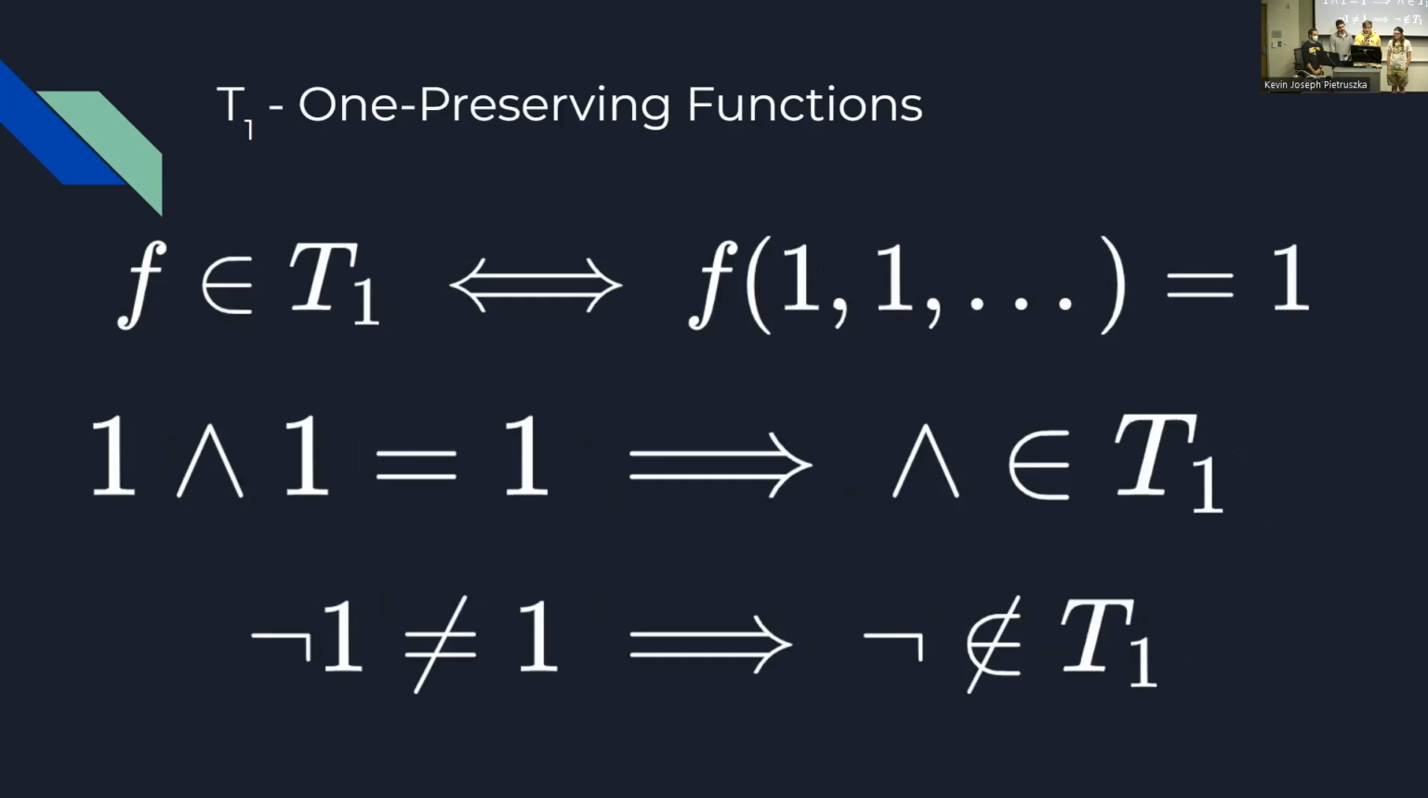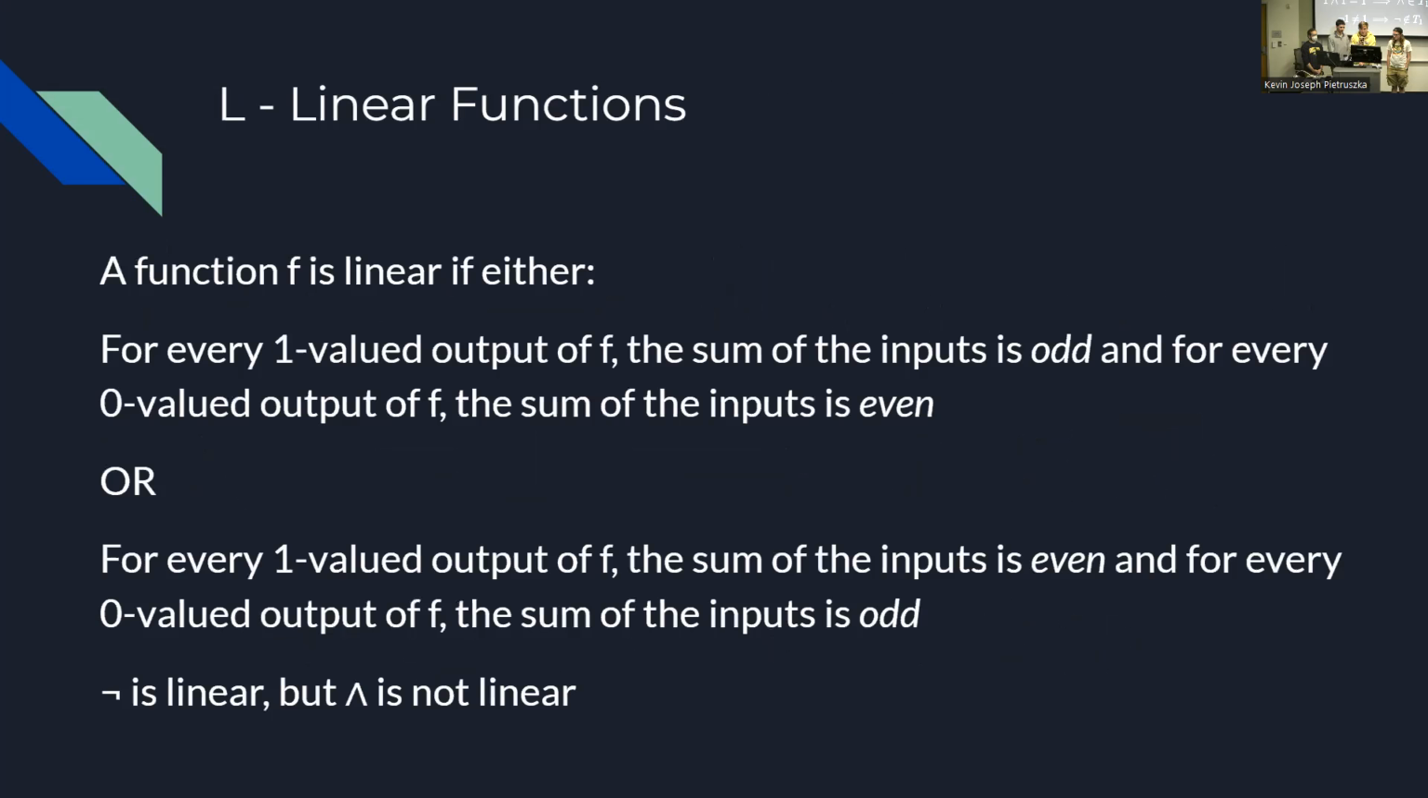And then here we're defining the 1-preserving functions, which is very similar to 0-preserving functions. All the inputs must be 1, and the output must always be 1. Likewise, AND always produces 1, given 1s as inputs, and NOT always produces 0, given 1 as input.